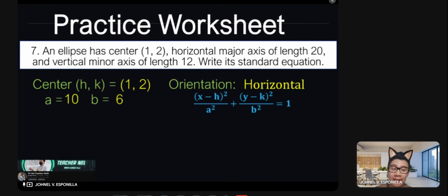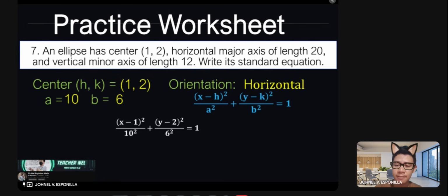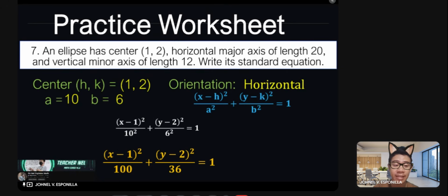Okay? Again, A is semi-major, yung B natin is semi-minor naman. Then applying the formula, substitution, we'll get this. Then 10 squared is 100 and 6 squared is 36. And this is now the horizontal ellipse of number 7. Number 8.